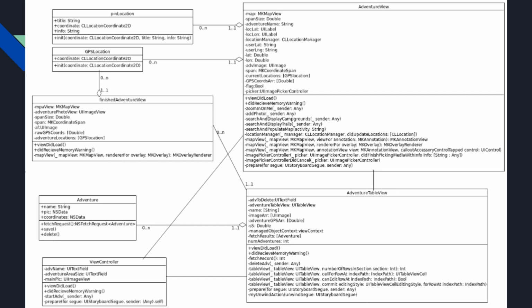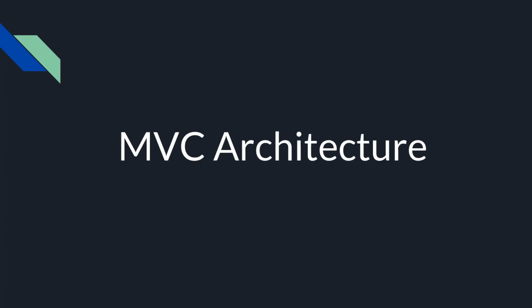And finally there's the finished adventure view, which is just the detail view for the table view. This also has a map, and it displays the path that you made for that adventure specifically, and it shows the picture. That's what the UI image is for, and that's pretty much it for the UML diagram and the structure of the application. So let's move on to the MVC architecture of the application.